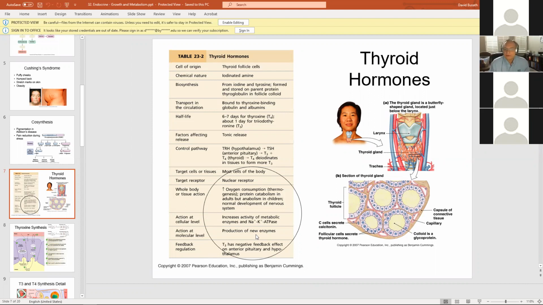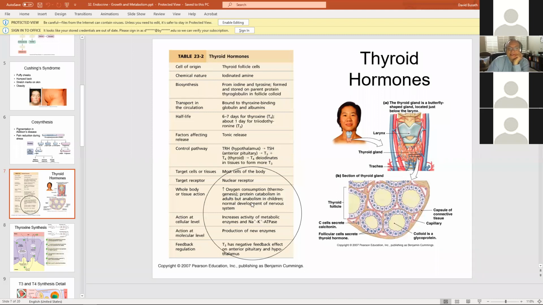In particular, the physician notices that it stimulates the heart rate. You get an increased heart rate and pulse strength when you're hyperthyroid. It also raises your core body temperature a bit. It's catabolic, breaks down proteins in adults.